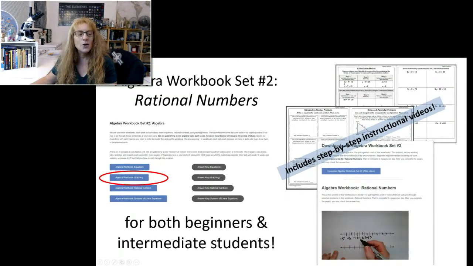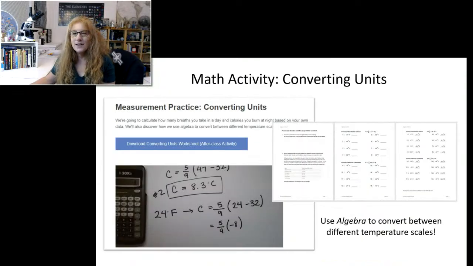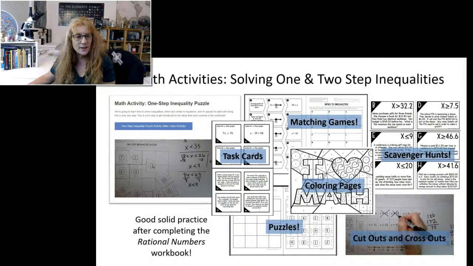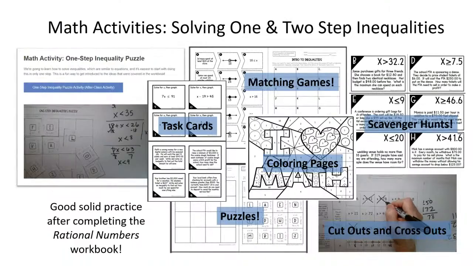Good. All right, so remember, it's workbook set number 2, rational numbers, and you want to do as much of the workbook as you can, so remember, use it strategically. You're using it to get good practice at what we've been covering in class. And then when you're done with that, you're probably ready for some other type of math activities. So I have converting units for you this week. I also have lots of different solving things, like solving inequalities. There are task cards, games, scavenger hunts, coloring pages, cutouts, crossouts, lots of fun things.